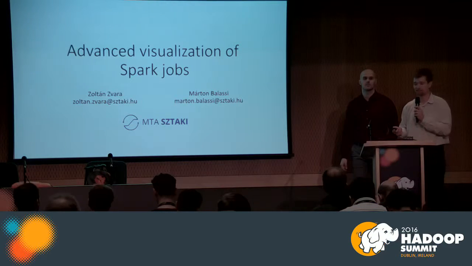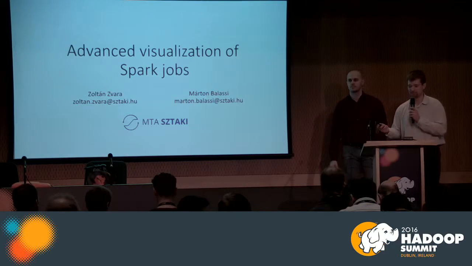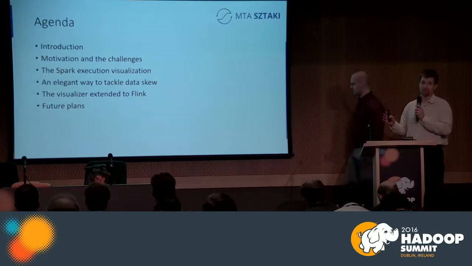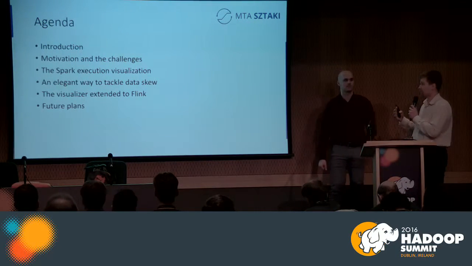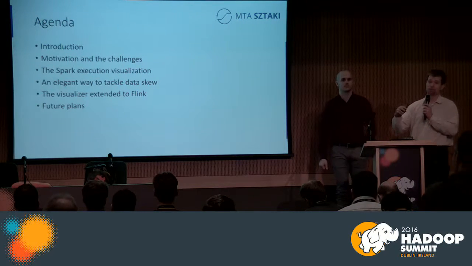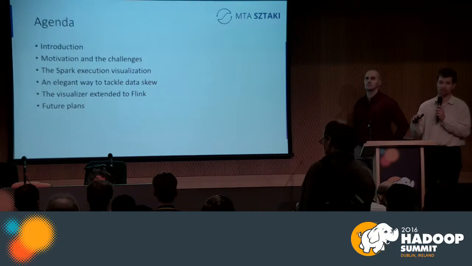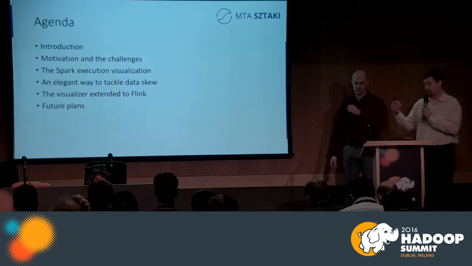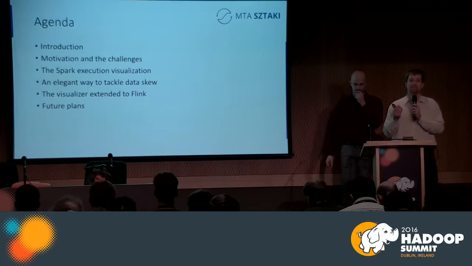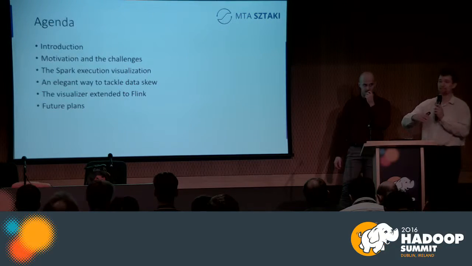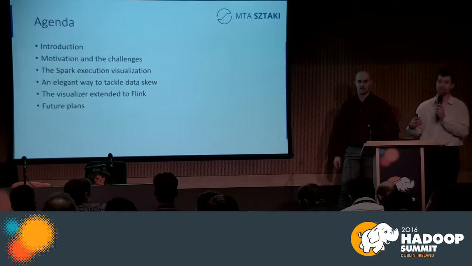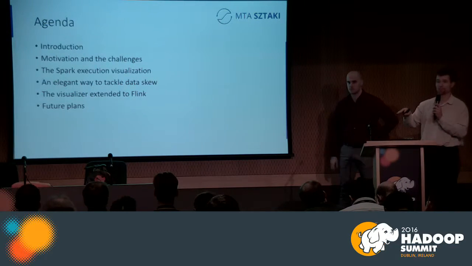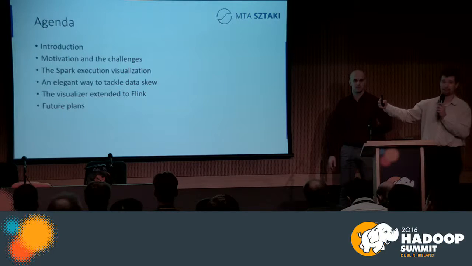So let's see the outline, how we are going to address this today. Basically, we are going to give you a brief introduction, and then the motivation and the challenges that we are facing. We will tell you about the current visualization in Apache Spark, and also for that matter, Flink later. We will also tell you that the basic challenge that we were facing, other than not having the right metrics to actually debug our applications, was rooted in data skew, and we needed to tackle that.